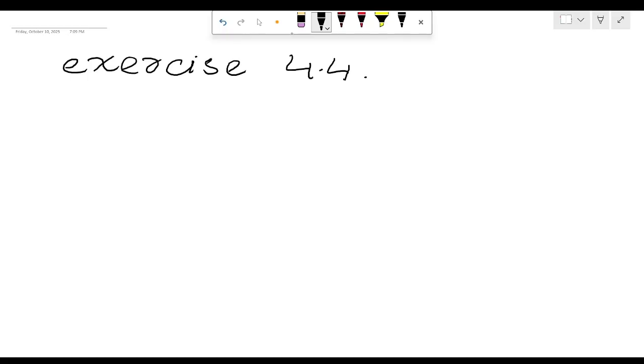Let's start with question number 1. Question number 1 says that we need to give quick answers to these questions without doing any procedure.